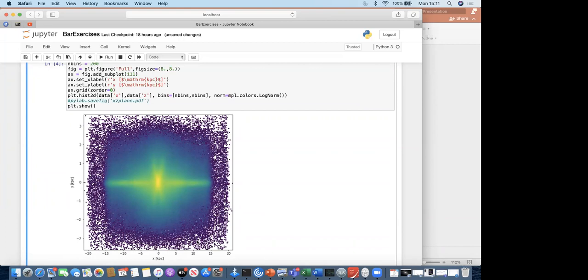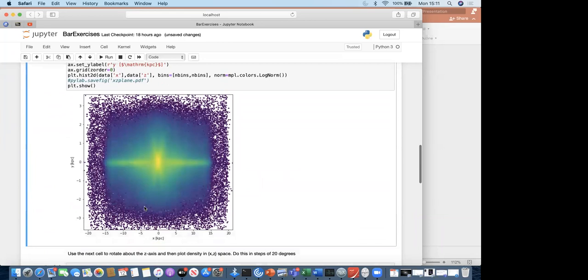You can already see by eye a very clear X shape in there, okay? And you can do the same for XY, et cetera, et cetera. So that's, you know, exercise two, if you want to call it that.